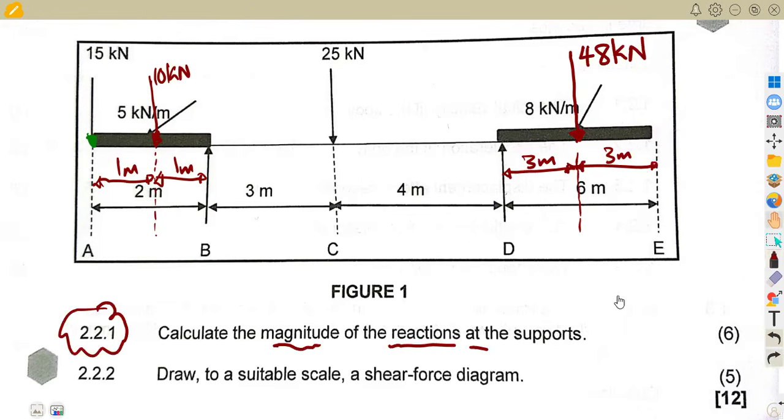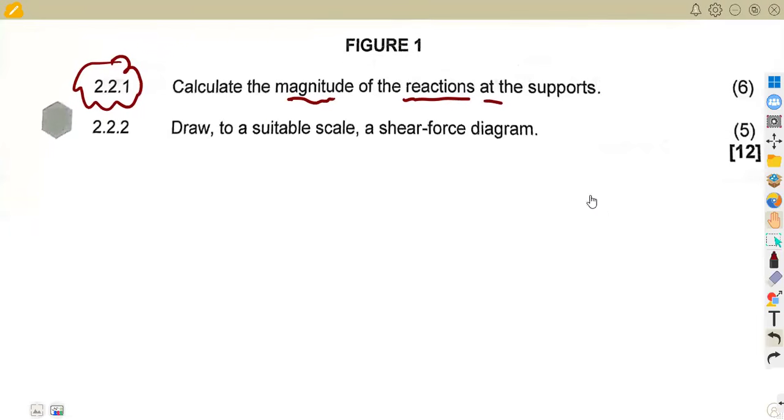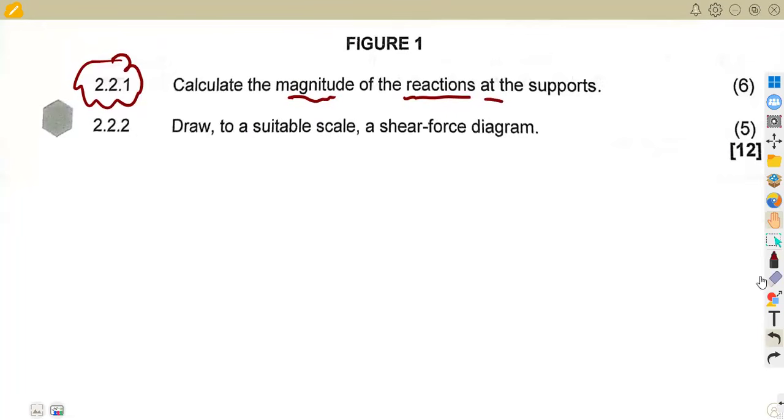All right, so let us start by taking moments about B. Just going to choose which one to start with. I'm just going to start with B, taking moments about B.